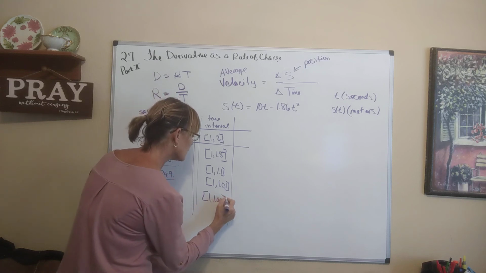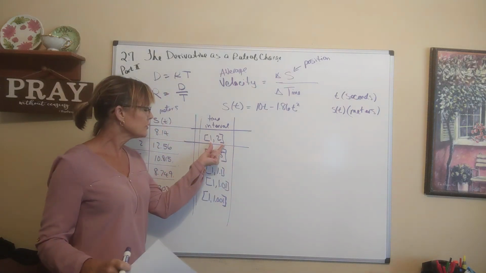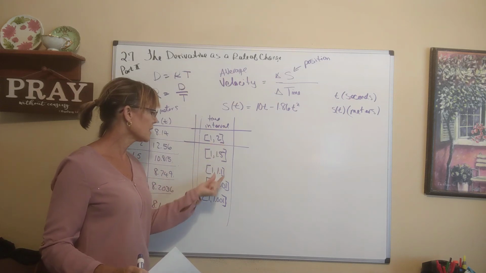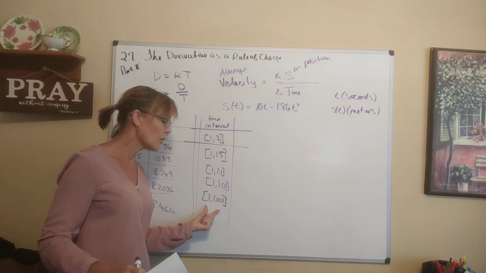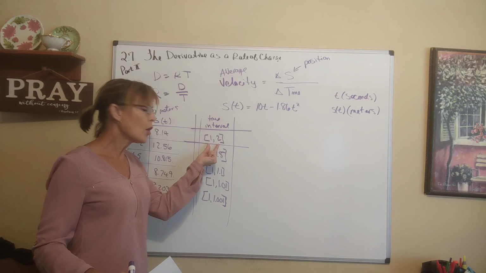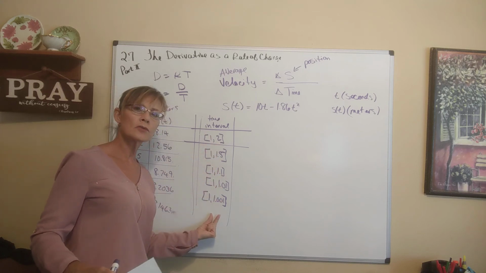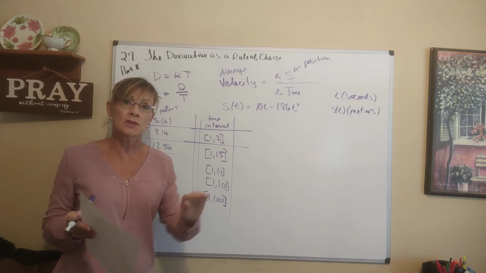What are we looking at? These are not random values. We went between 1 and 2 seconds, then 1 and 1.5 seconds, 1 and 1.1, 1 and 1.01, 1 and 1.001. We are shrinking the time from 1 whole second apart to 0.001 seconds apart. We are taking a limit as the change in time goes to 0.